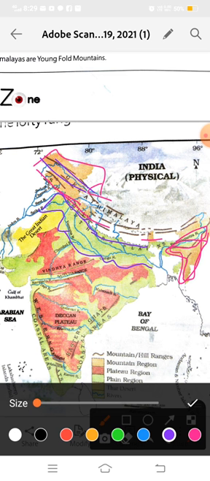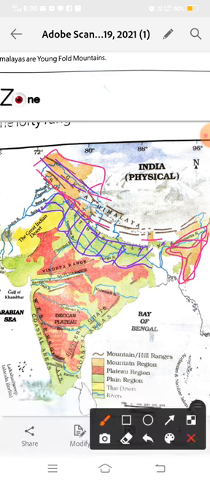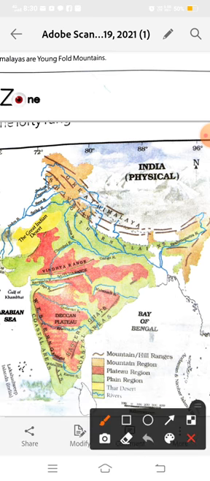So what is the location of the northern plains? Northern plains are located to the south of the Great Northern Mountain. Okay, see, this all part comes in the Great Northern Plains. Also these some parts, see again, this all part comes in our plain region, the Great Northern Plains.